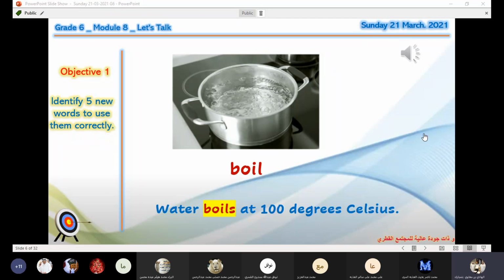Muhammad Abdelaziz, would you please read the sentence for us? Water boils at 100 degrees Celsius. Celsius, very good. So water boils at 100 degrees Celsius. Very good. Thank you so much, Muhammad Abdelaziz. Next picture. Let me make Abdelaziz an attendee again.